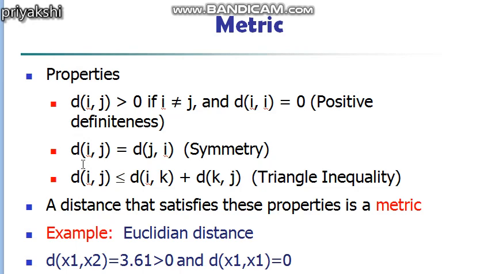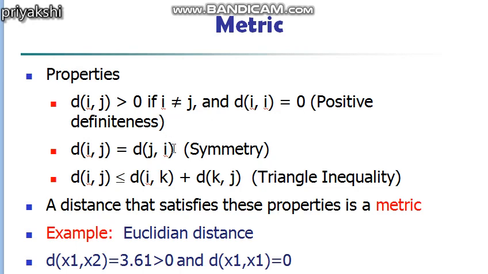The second property tells you that the distance between two objects i and j will be equal to the distance between j and i, which is known as the symmetricity property. And the third we will call the triangular inequality property. That means the distance between two objects is always less than or equal to the sum of the distances via a third object. So the first property tells you that the distance between two objects will be greater than 0 if they are not equal, and if the two objects are equal, the distance will be 0.